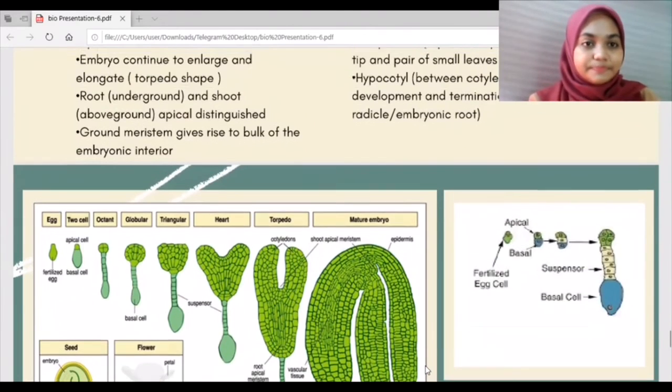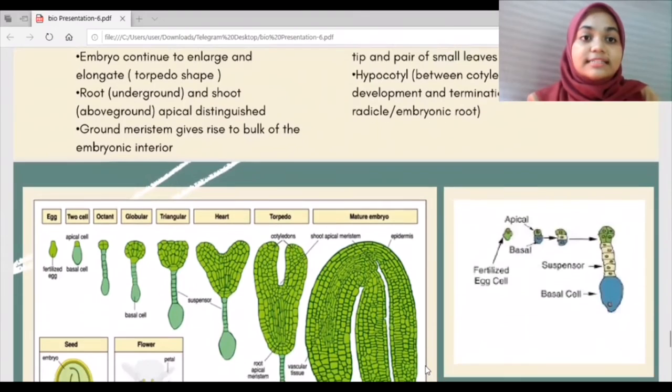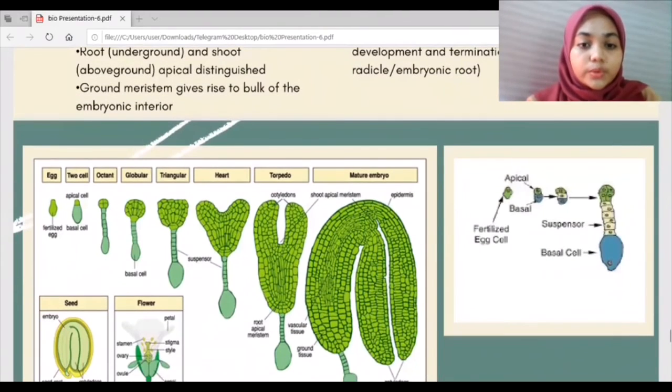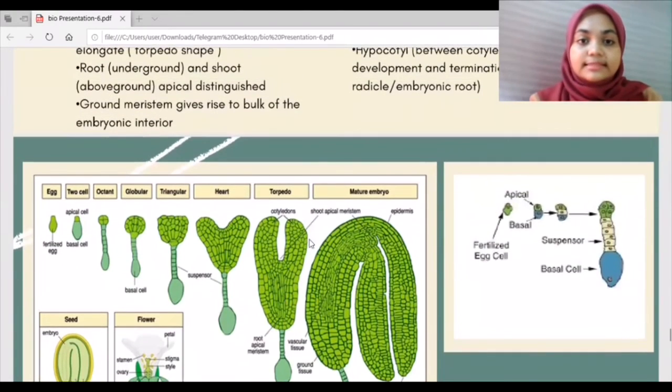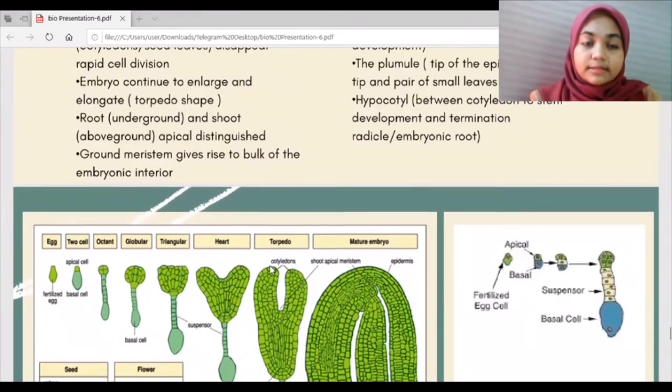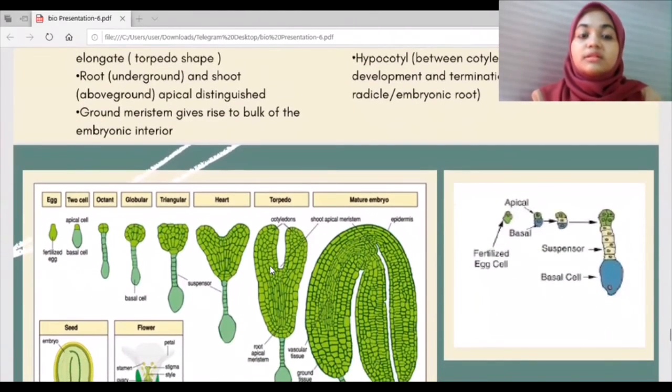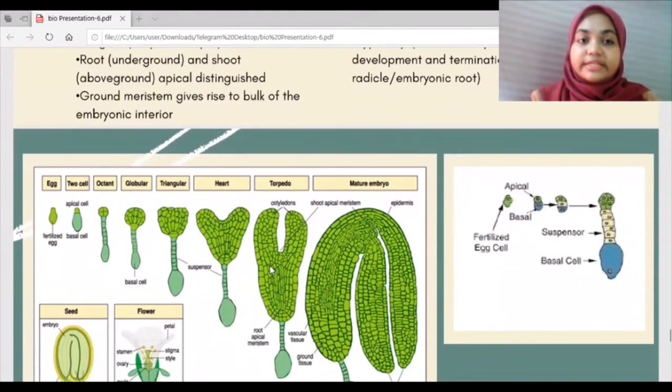See. Okay, now the underground part is what we call the root apical meristem. It will become a root, and the shoot apical meristem here will become the shoot. The ground meristem will give rise to part of the embryo. This is all the ground meristem.